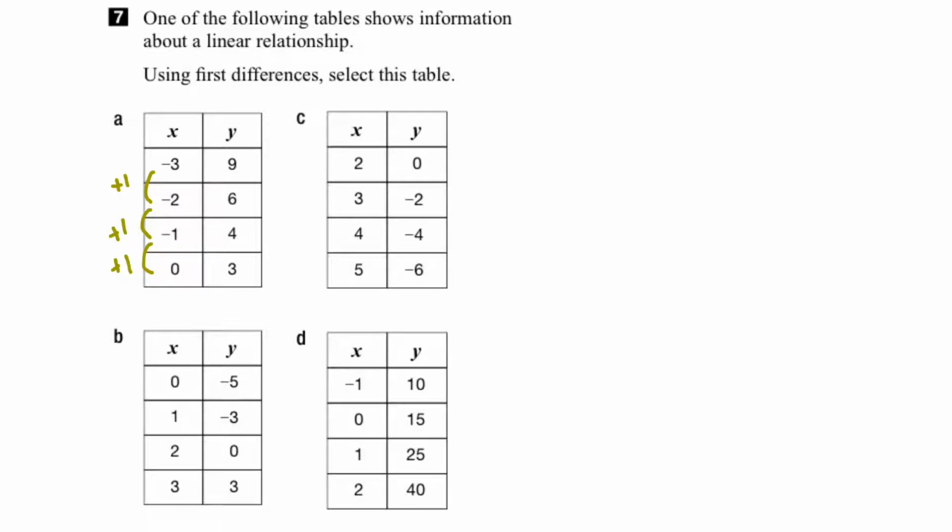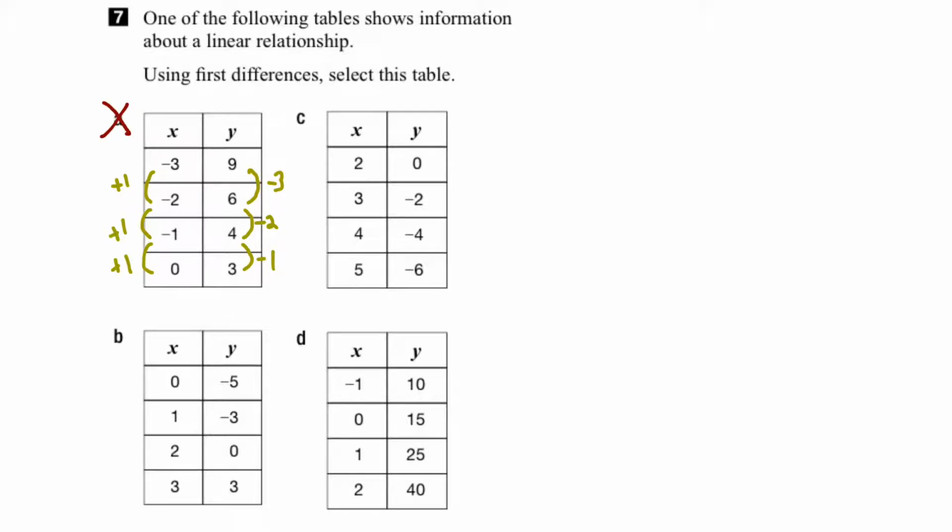So the difference from 9 to 6 is -3. The difference from 6 to 4 is -2. And the difference from 4 to 3 is -1. So we can see that the differences here are not consistent for the corresponding differences in the x values. So therefore, we know that A is a nonlinear relationship.